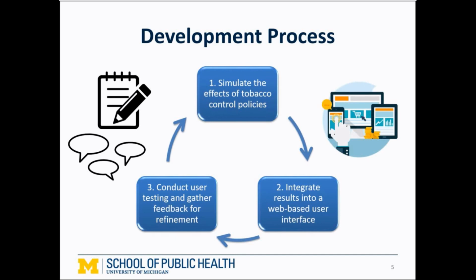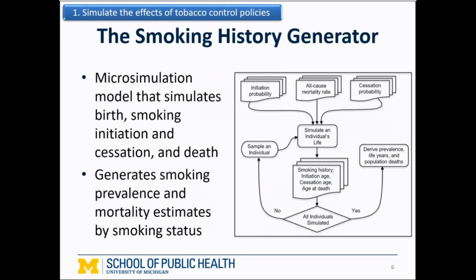The CISNET lung models are all based on the smoking history generator, which is a micro-simulation model that simulates each individual's life and smoking history. So given someone's year of birth and their gender, the smoking history generator simulates their probability of smoking initiation, cessation, and death in a given year as their age. And these probabilities were calibrated to data from the National Health Interview Survey from 1965 through 2015.